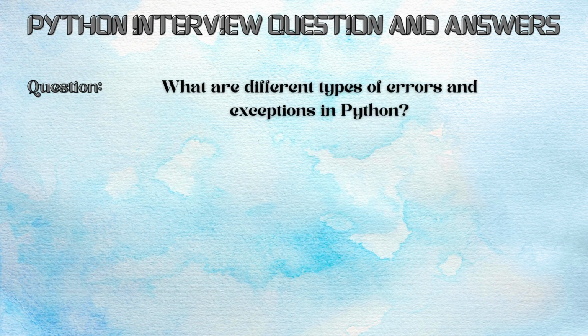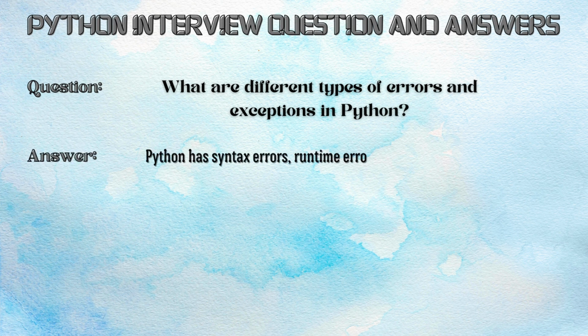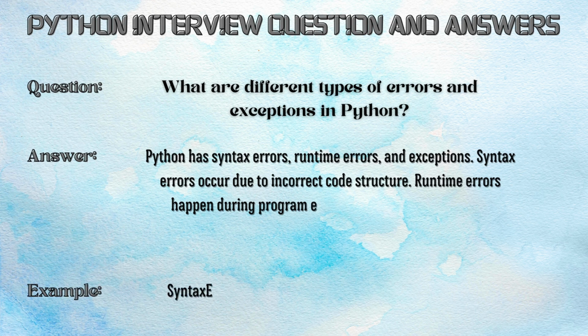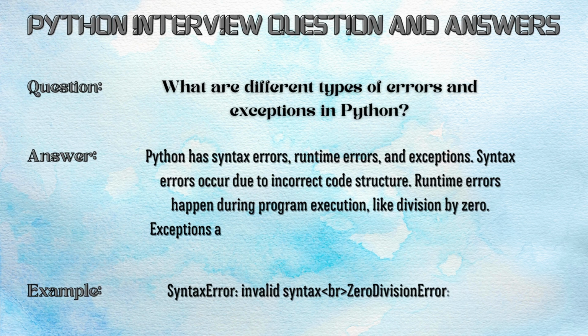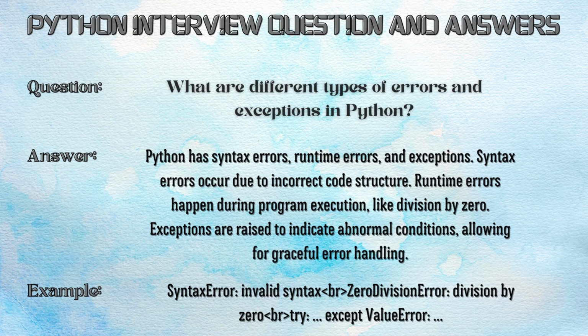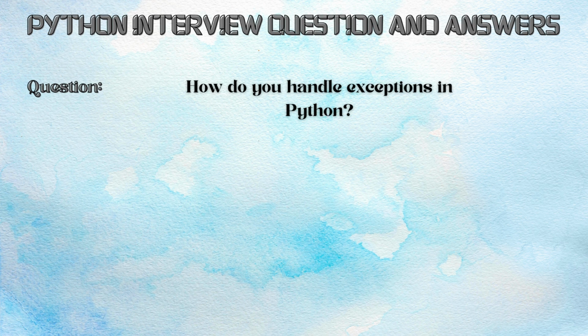What are different types of errors and exceptions in Python? The answer is Python has syntax errors, runtime errors, and exceptions. Syntax errors occur due to incorrect code structure. Runtime errors happen during program execution, like division by zero. Exceptions are raised to indicate abnormal conditions, allowing for graceful error handling. For example, syntax error, invalid syntax; ZeroDivisionError, division by zero; try, except ValueError.